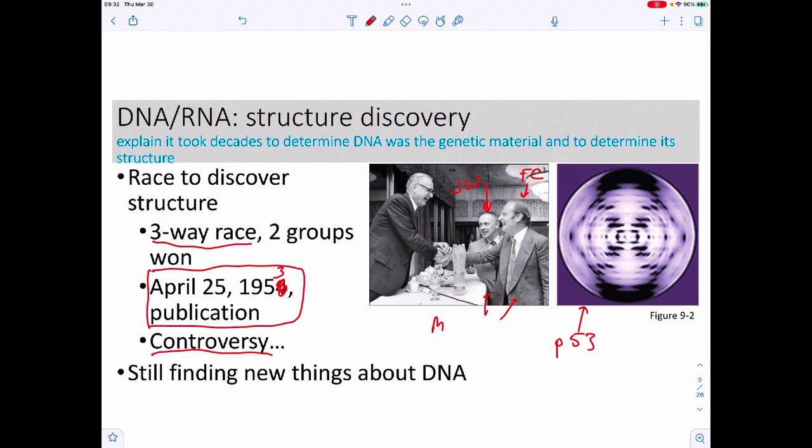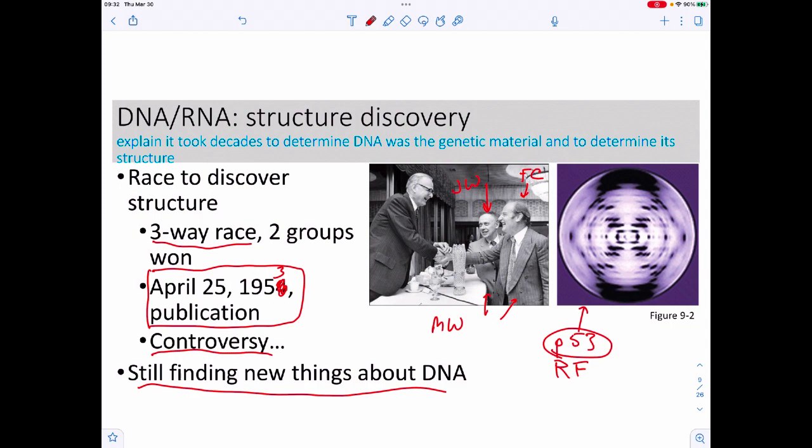The person who took this photo, her name was Rosalind Franklin. She died from ovarian cancer because she worked with x-rays, and you can't win the Nobel Prize if you're dead. And her work was stolen from her. So this Nobel Prize comes with a lot of controversy. But ever since then, we've still been finding out lots of new things about DNA. We still haven't cracked all the secrets that it has. There's more secrets than we can imagine.